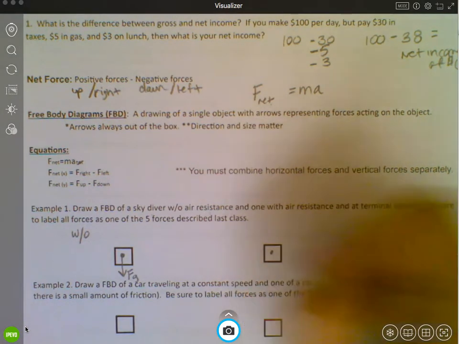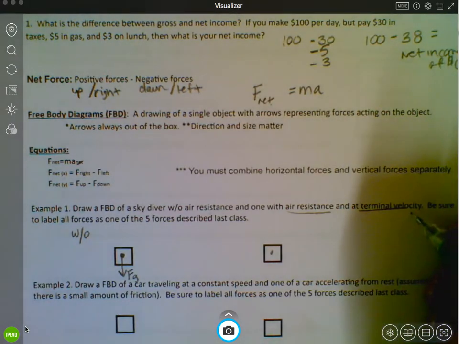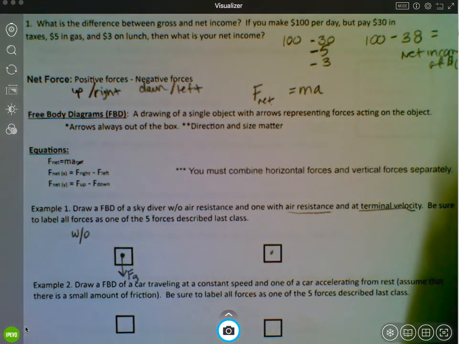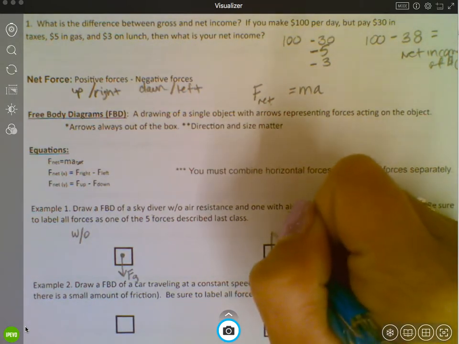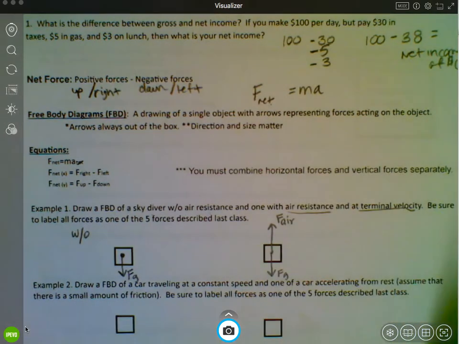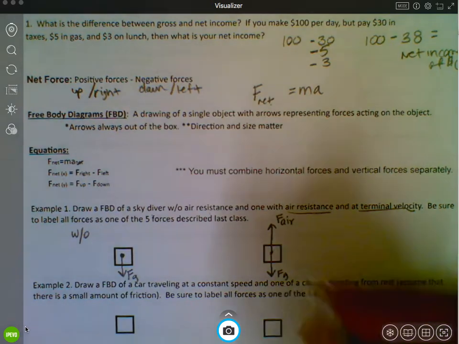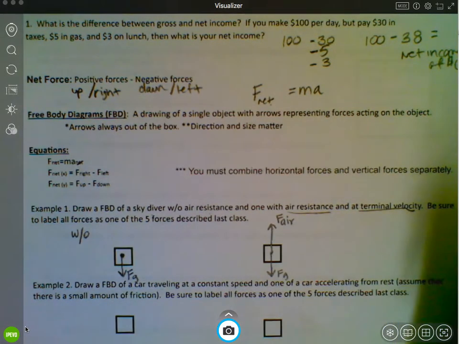So this guy now has air resistance and is at terminal velocity, meaning that they are no longer accelerating. What that means is that the force of gravity that pulls down has to be equal to the force of air that pushes up. So the length of these two should be equal, so that it looks balanced.